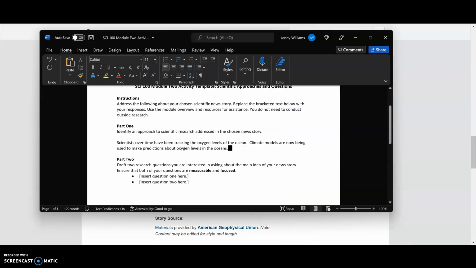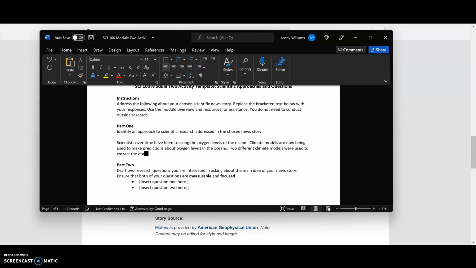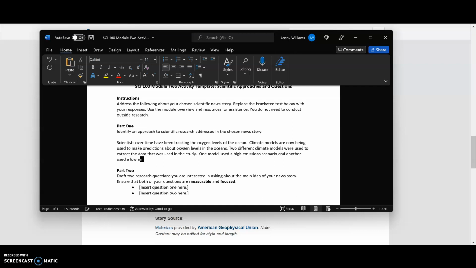So we would want to say 2 different climate models were used to extract the data that was used in the study. One model used a high emissions scenario and another used a low emissions scenario.